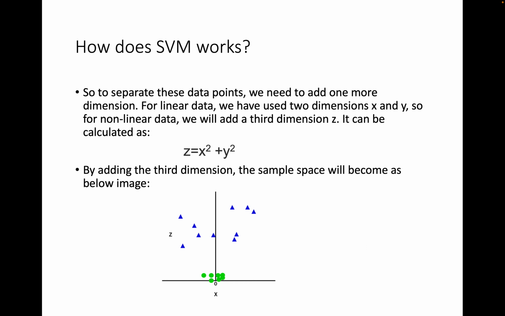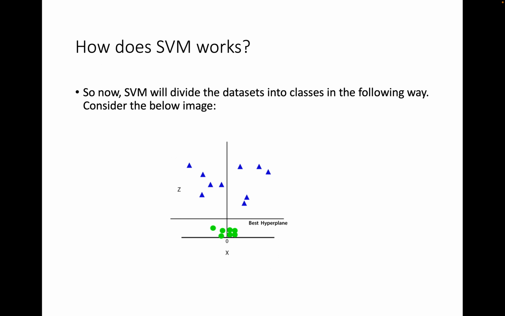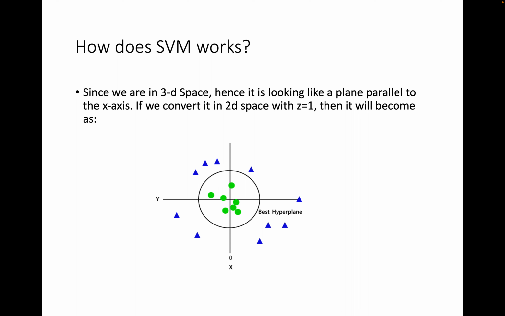थर्ड डिमेंशन कैसे ऐड होता है? z equals x square plus y square. By adding third dimension, the sample space will become the below image. So now SVM will divide the data sets into class in the following way. Consider the below image. देखा, मस्त एक flat line divide. On z axis it is dividing. See? Z axis is the third dimension वाला.